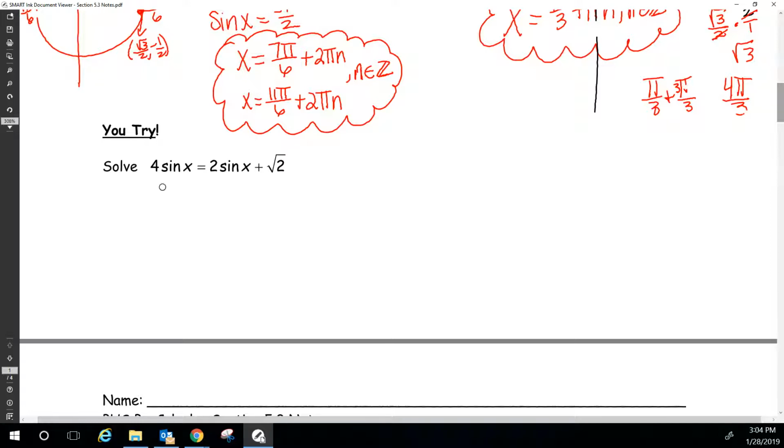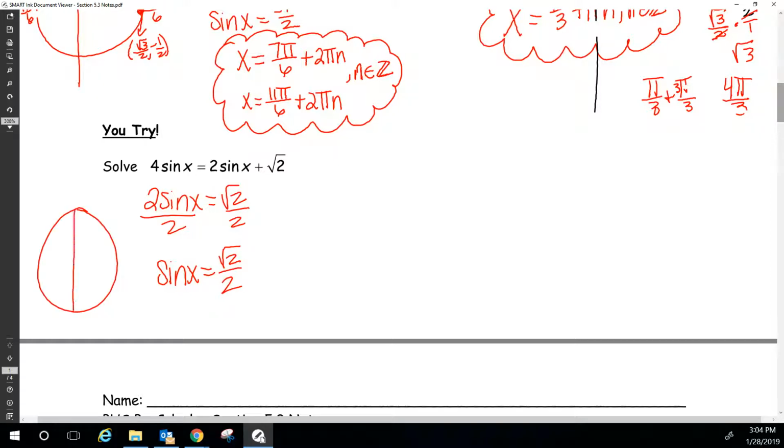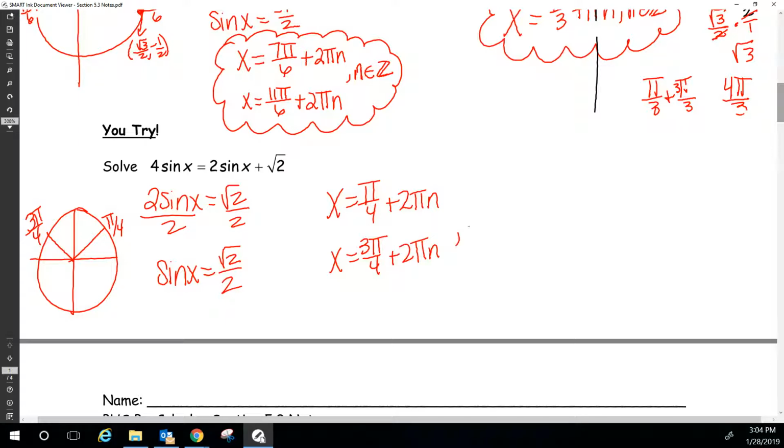Here I'm going to subtract 2 sine x, so 4 minus 2 sine x is 2 sine x. And then I want to get rid of this 2, so I'm going to divide by 2, and I get sine x is equal to square root of 2 over 2. So where on my unit circle is sine x, or is y, square root of 2 over 2? And that would be here and here at pi over 4 and 3 pi over 4. So x equals pi over 4, x equals 3 pi over 4, and for both of these guys we're adding 2 pi n, where n is an element of the integers.